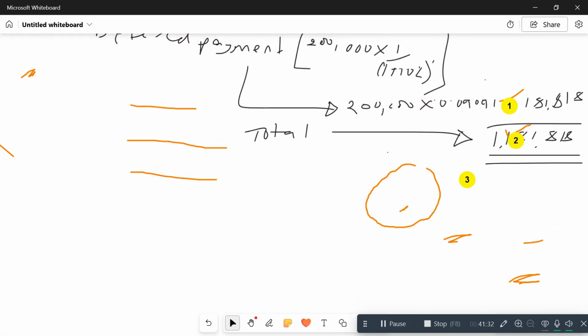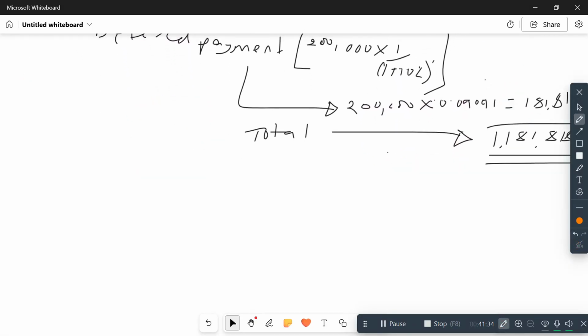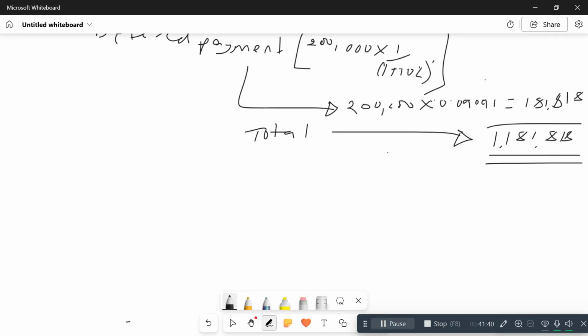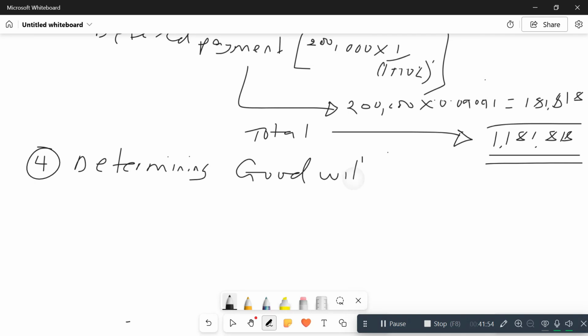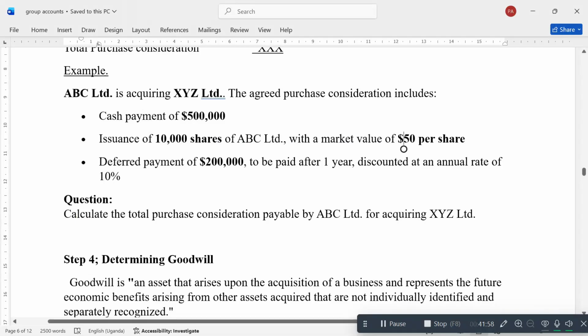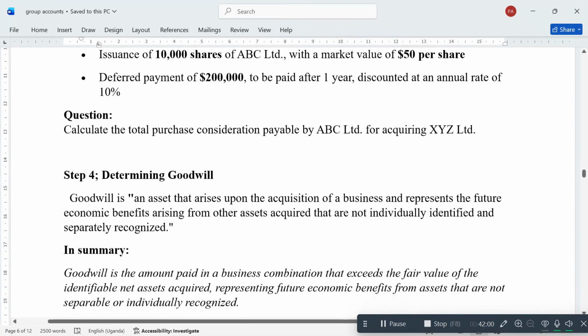Step 4. Let's try to look at step 4. Step number 4 now. Let's try to go through step number 4. That is determining what? Determining goodwill. Now, let's try to go through this for goodwill here.